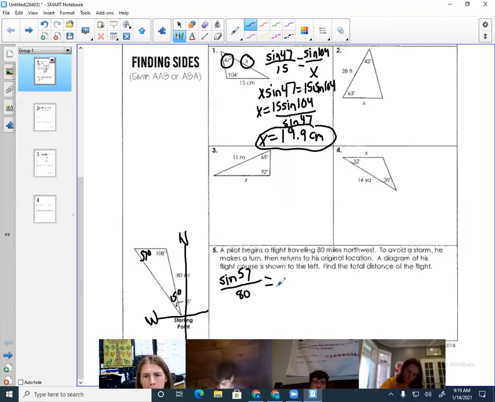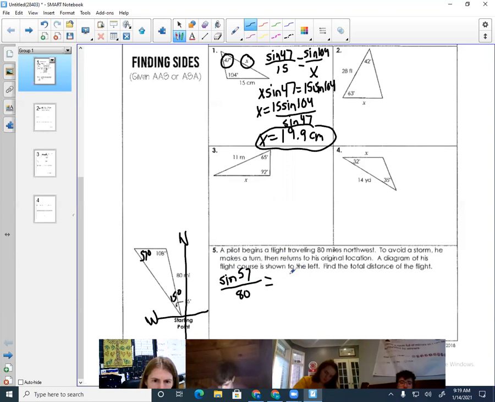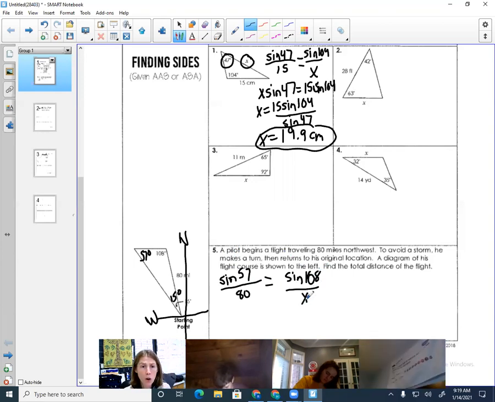Sine of 108 over x. Okay. All right, how about you guys go ahead and solve it? See if you can do it all by yourself, and then I will go through it up here, and we'll see if we get the same answer, okay?